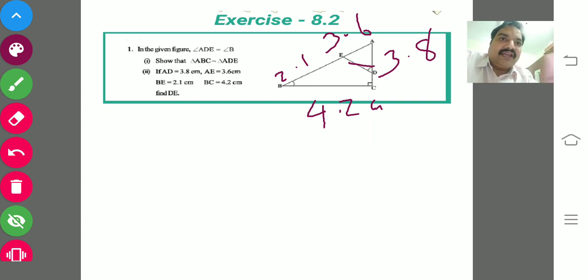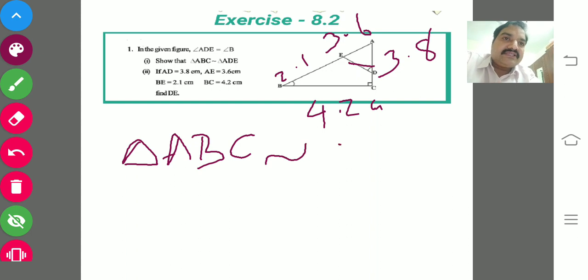Already you have proven. What have you proven? Triangle ABC, this is very important, children. You just listen carefully because this application should apply in the entire similarity chapter. ADE.